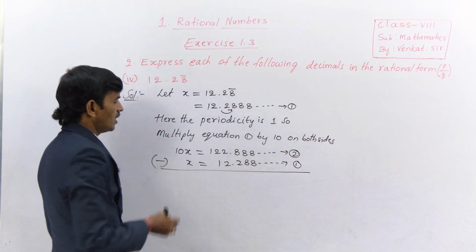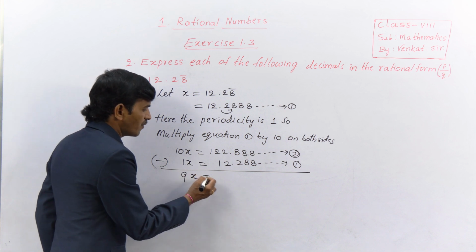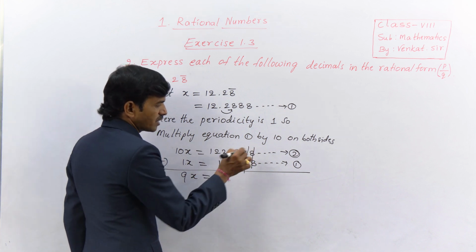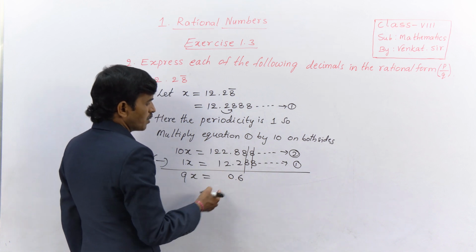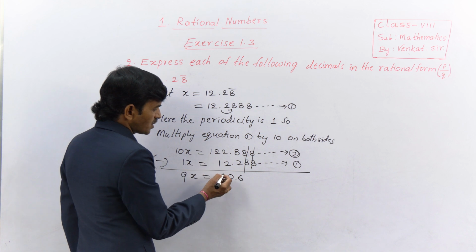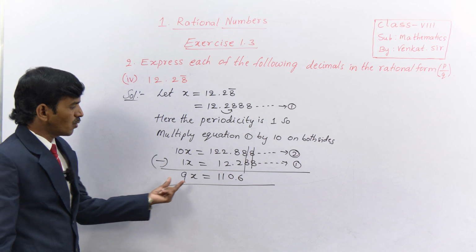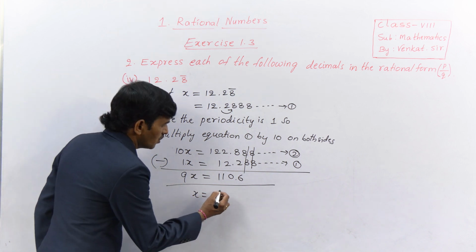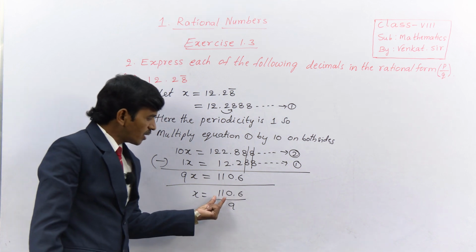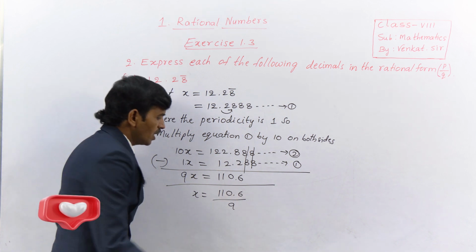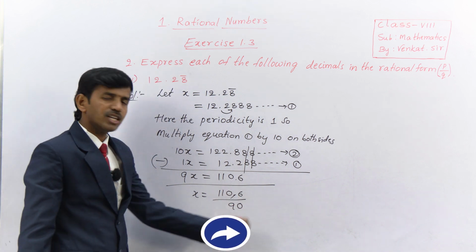Let us subtract. When you are subtracting, 10 times x minus 1 time x gives us 9 times x, which is equal to, 8 minus 8 gets cancelled. So here 8 minus 2 is 6, 2 minus 2 is 0, decimal point same as considered. So 2 minus 1 is 1 and here it is 1. So 110.6, which is equal to 9x. So then x is equal to 110.6 by 9. If you transpose, it goes to the denominator. What does it become then? 110.6 by 9. If you remove the decimal point here, you'll get one more 0 in the denominator. Then let us cancel it and write in simplest form.